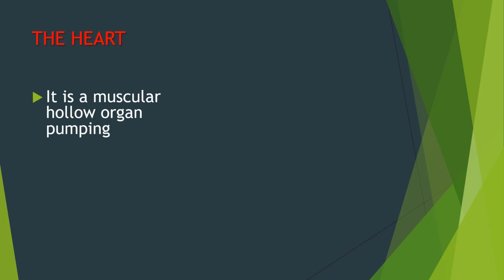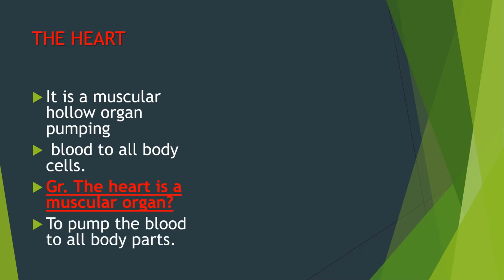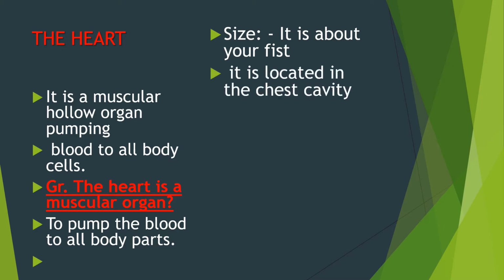So, as Mr. Hart told us, it's a muscular hollow organ that pumps the blood to all body parts, or pushes the blood to all body cells. Give a reason why the heart is muscular, or why it's made of muscles: to pump or push the blood to all body parts. The size of your heart is about the size of your hand fist. It's located in the chest cavity between the two lungs.